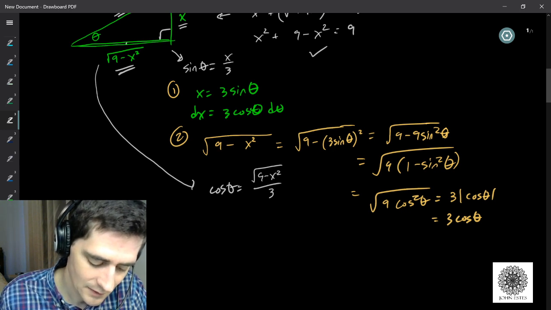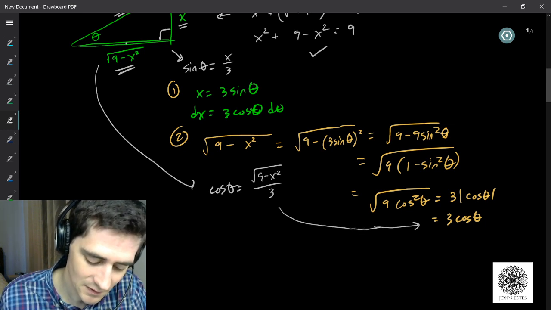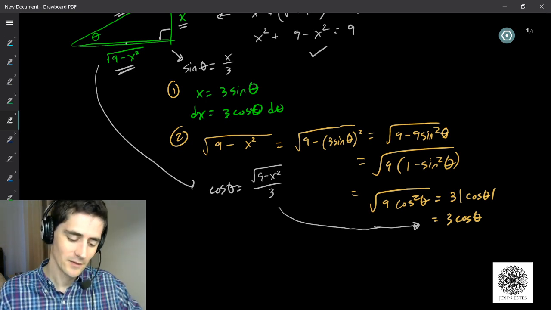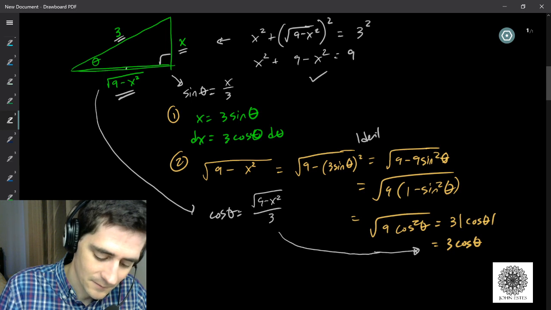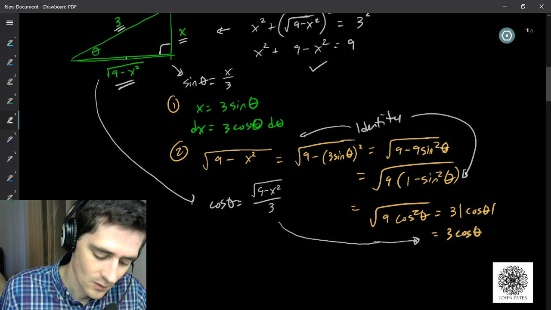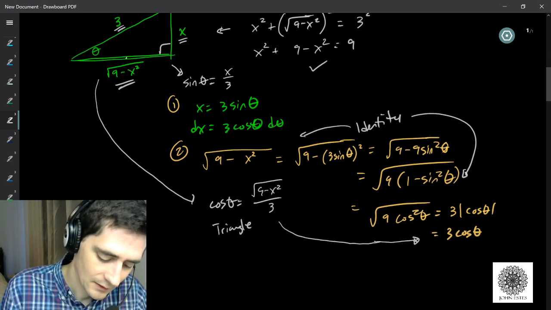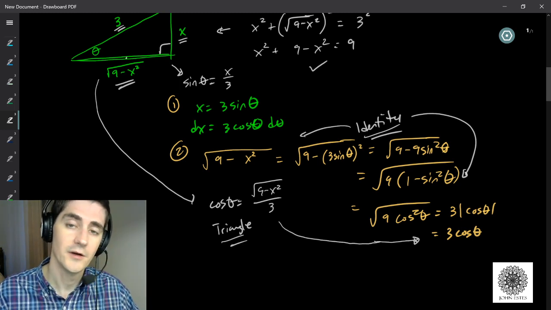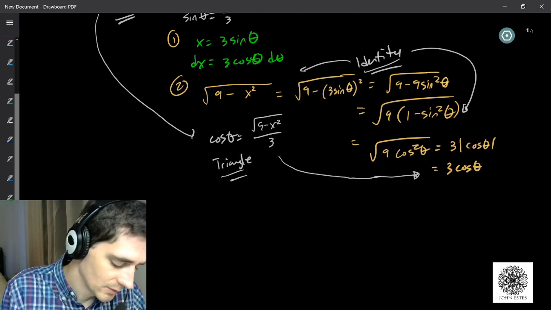I get that 9 minus x squared under the square root is the same thing as 3 cosine theta, which is what I did with all this algebraic manipulation here. So I can either use the identity, which is what we did here, the identity approach, or I could use the triangle approach. I can use either one to figure out how this square root of 9 minus x squared reduces down to 3 cosine theta. And so now I'm ready to approach this integral.